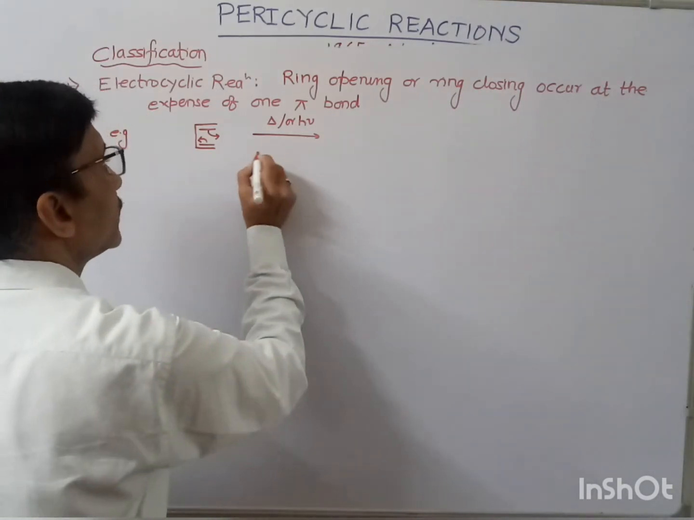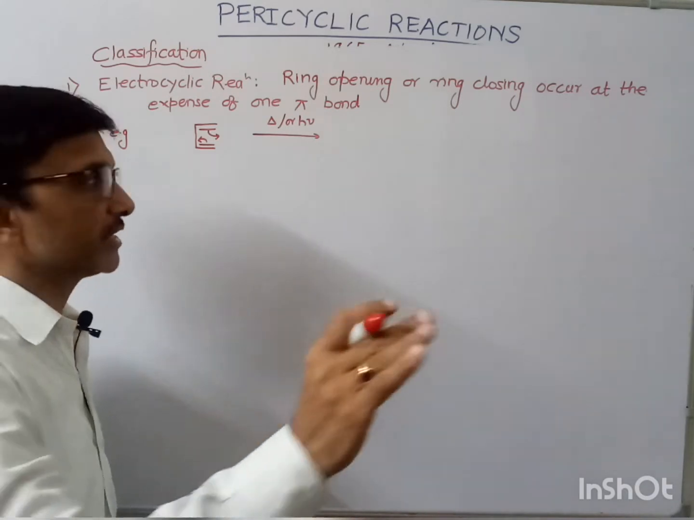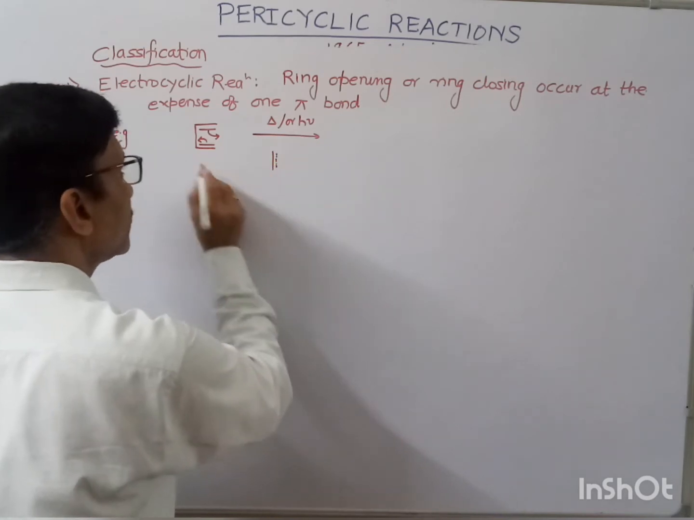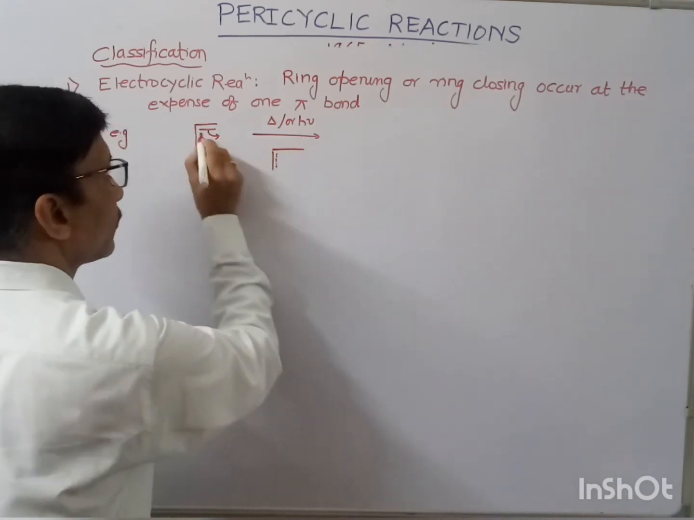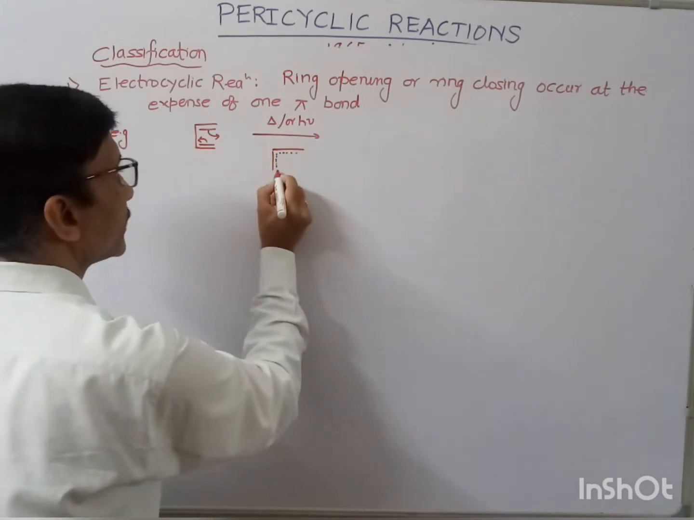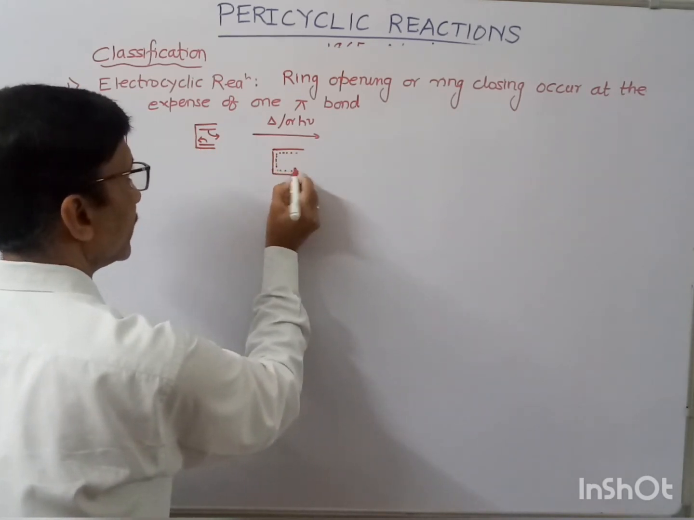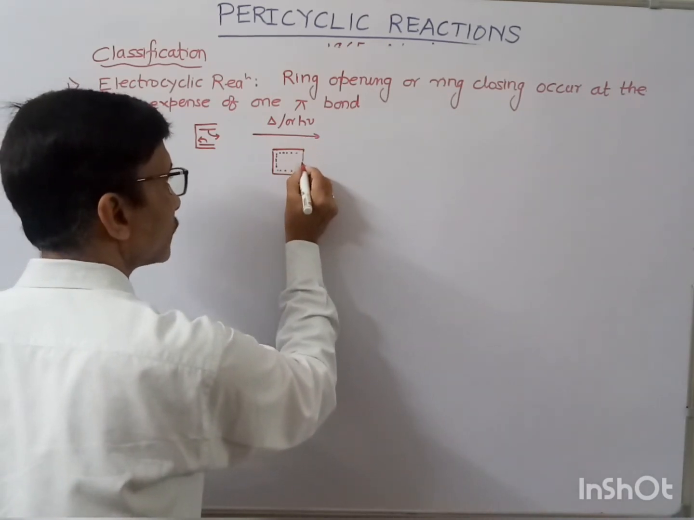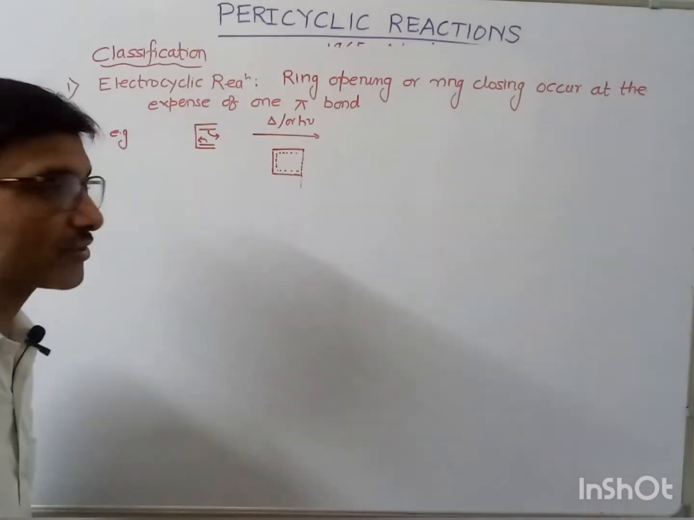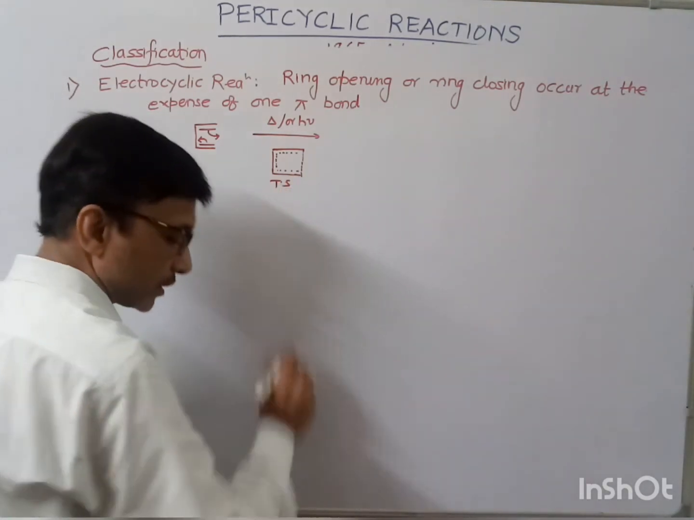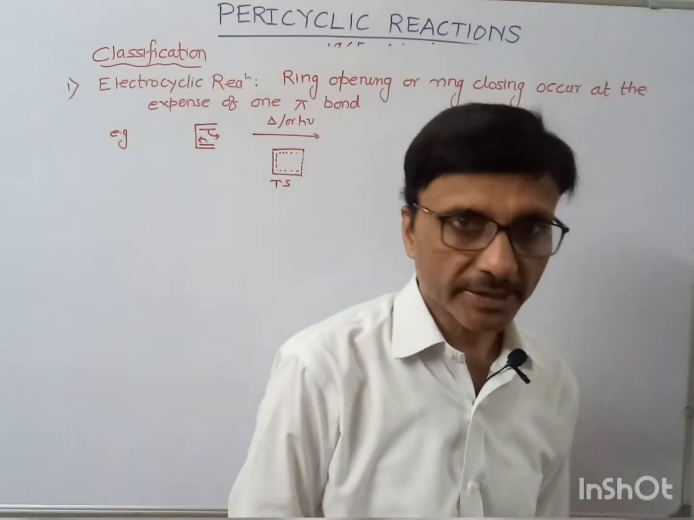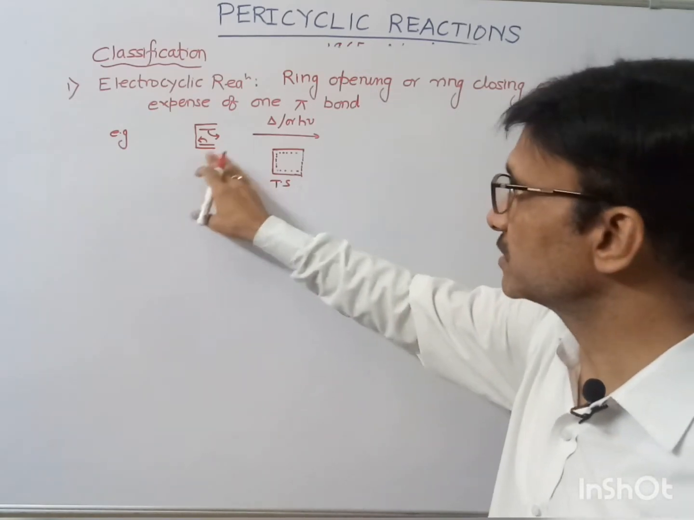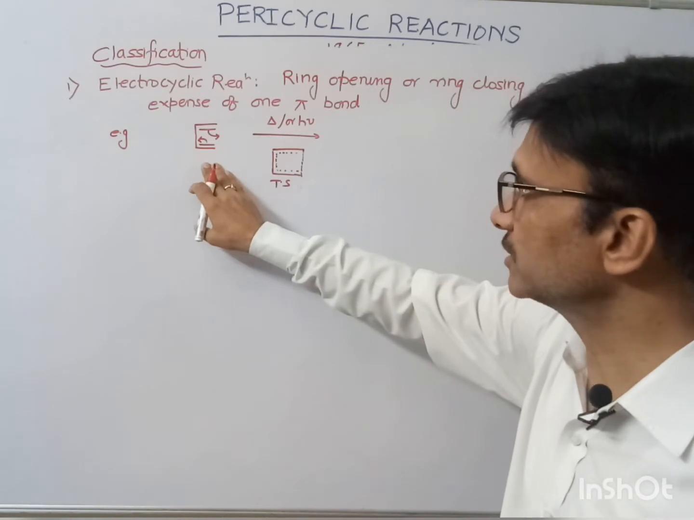First of all, a transition state is formed. Here the double bond is forming, whereas this pi bond gets broken, and a new sigma bond is formed. So this is the transition state, where the bond formation and bond breaking are shown. So this butadiene, in presence of heat or light, will undergo a ring closing reaction.